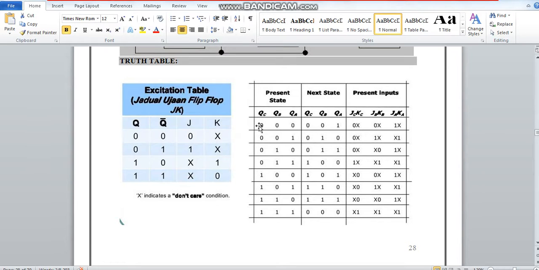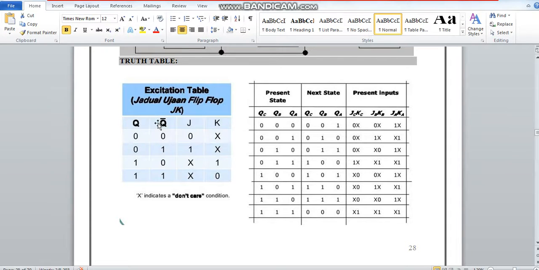For these present states and next states, what I am going to decide is the input for my J and K. That is done with the help of your truth table, which is available. If this is my present state and this is the next state, what are the inputs for J and K? You can see for 0 and 0 your input is 0 and x. For 0 and 1 your input is 1 and x. That is what is given over here.